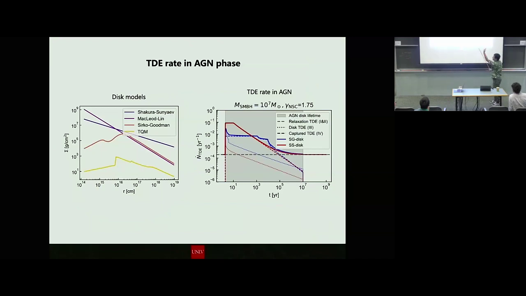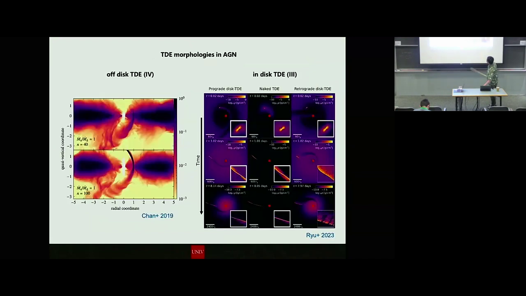There's a spike, a very high TD rate in the very early stage, but it gradually decays. Then we have the capture TD rate as the most important TD source in this AGN diagram. From region 4, they provide a much higher TD rate above this relaxation TD process.